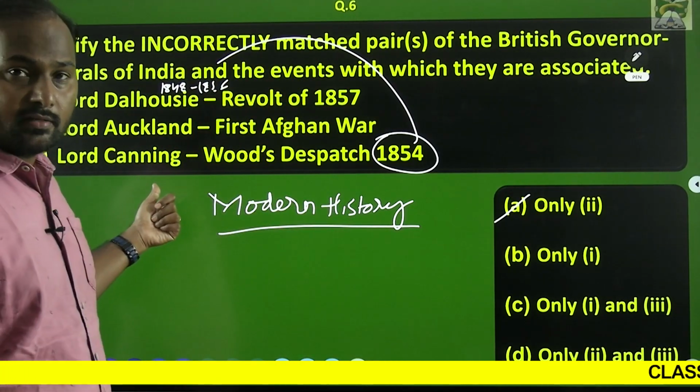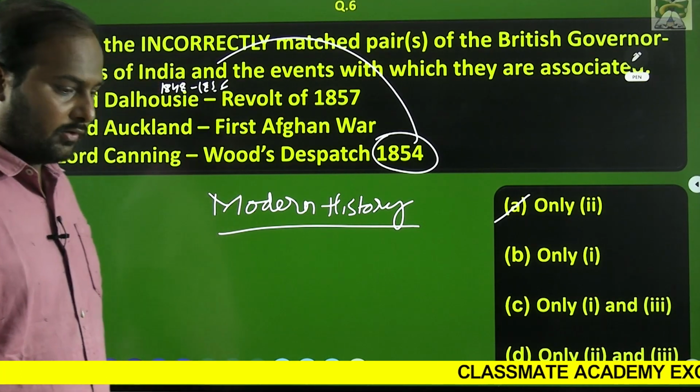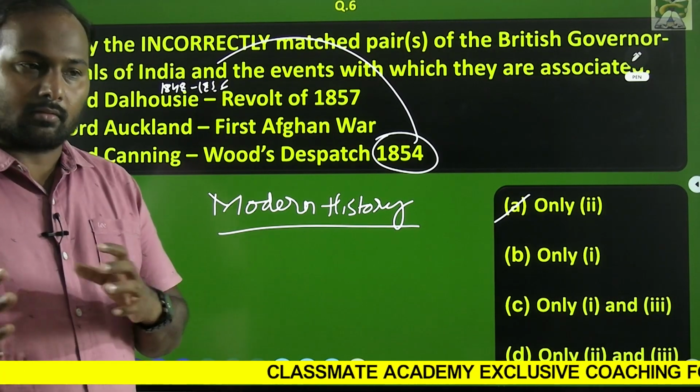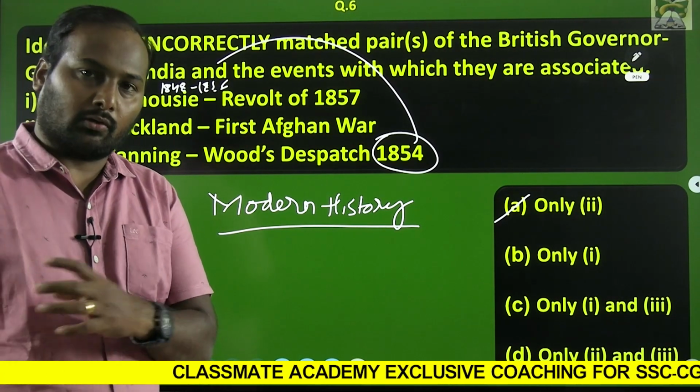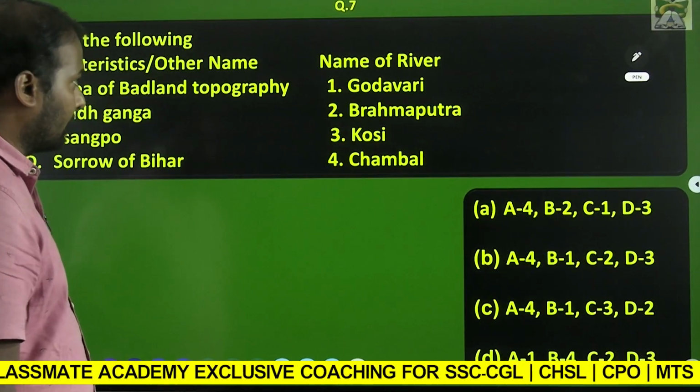In fact, Lord Canning is the first Viceroy as well. Even when the Sipai Revolt was over, you can see the Government of India Act of 1858, where the power was transferred from the company to the crown. At that time also, Lord Canning was the Governor General.